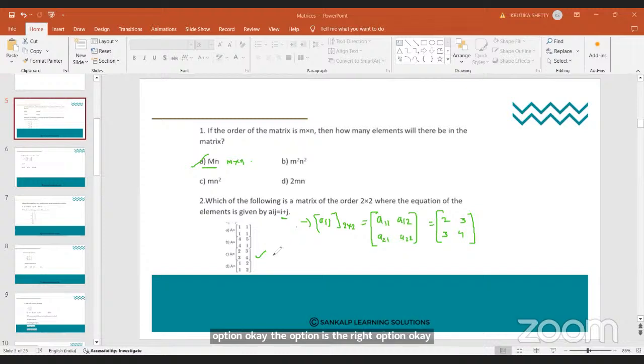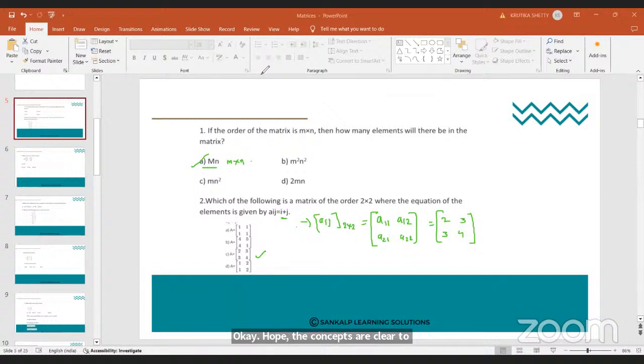Some more MCQs and 3 mark and 5 mark questions we will be discussing in the next class. Some of you have answered the MCQs. Very good. Hope the concepts are clear to you.